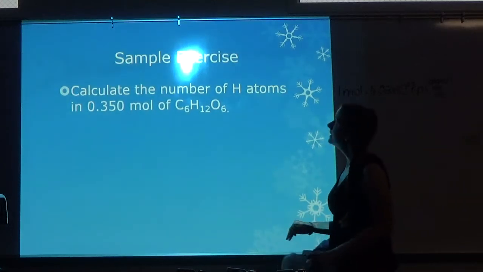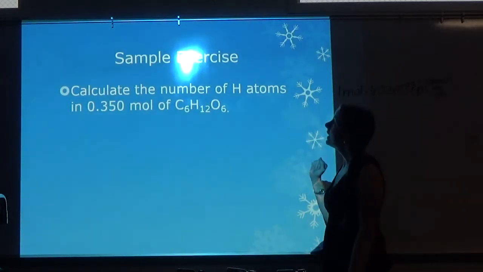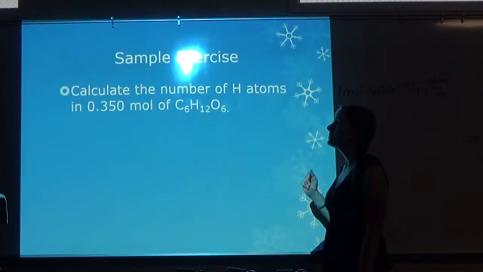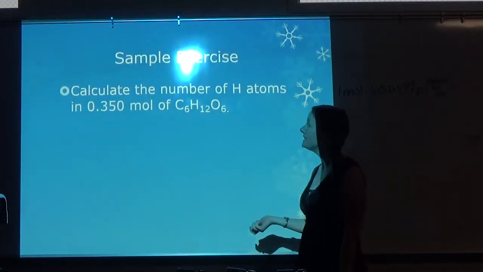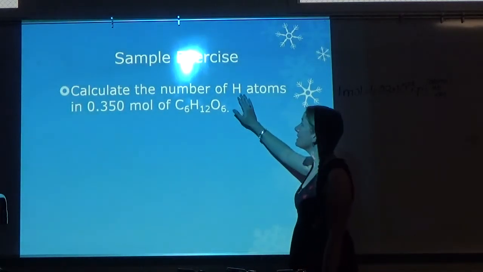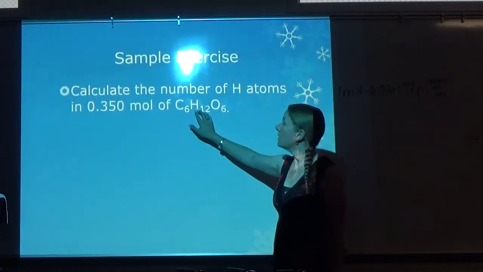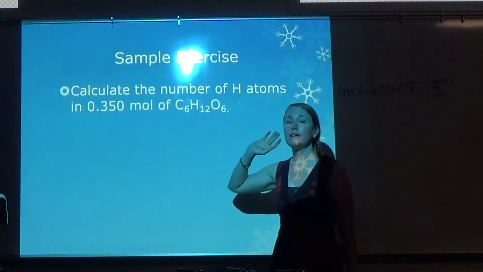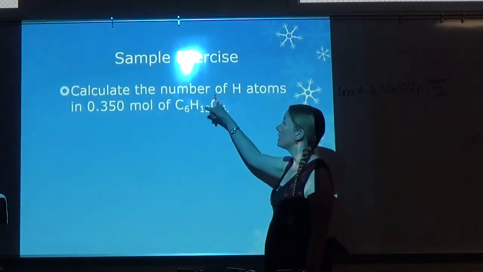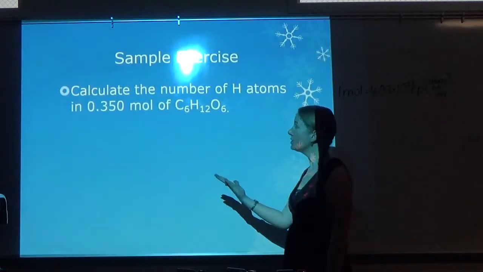Alright, so let's look at another one. So this says calculate the number of H atoms in 0.35 moles of C6H12O6. So this one's slightly different because we're only worried about the hydrogens. We're not worried about how many atoms are in the whole molecule. We're just worried about hydrogen. So I'll show you how to do this one.